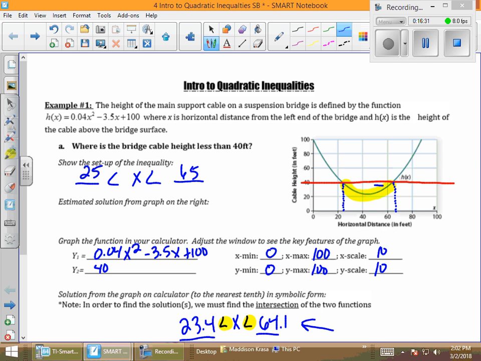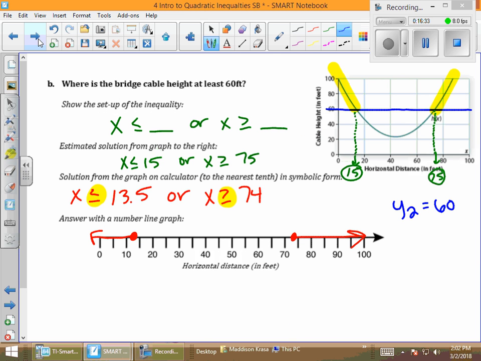Now on the right hand or on part B, we were talking about two different sections of the graph. So we have two different inequalities with or in the middle. Yes? And that should also be reflected in your number line. There should be two sections on your number line then. Ready to move on? Okay, here we go.